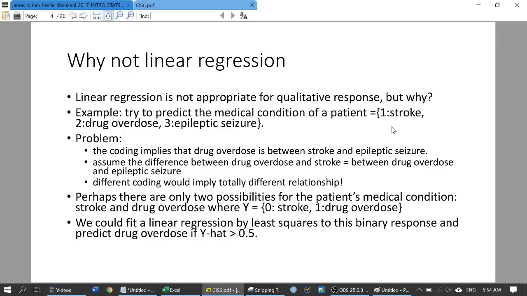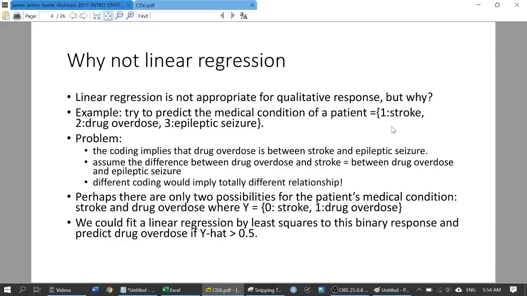However, if you have a binary response variable, where your response variable y only has two categories, 1 and 2, success and failure, male or female, something like that. So perhaps there are only two possibilities for the patient's medical condition, stroke and drug overdose, where y is equal to 1 if this person is drug overdose and 0 if this person has a stroke.